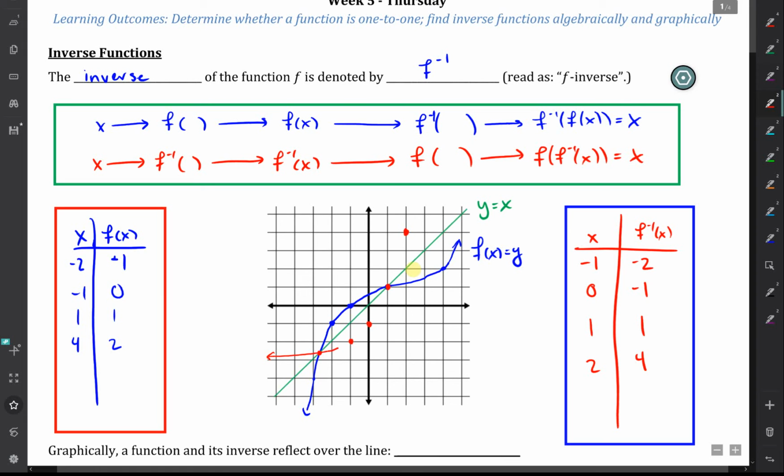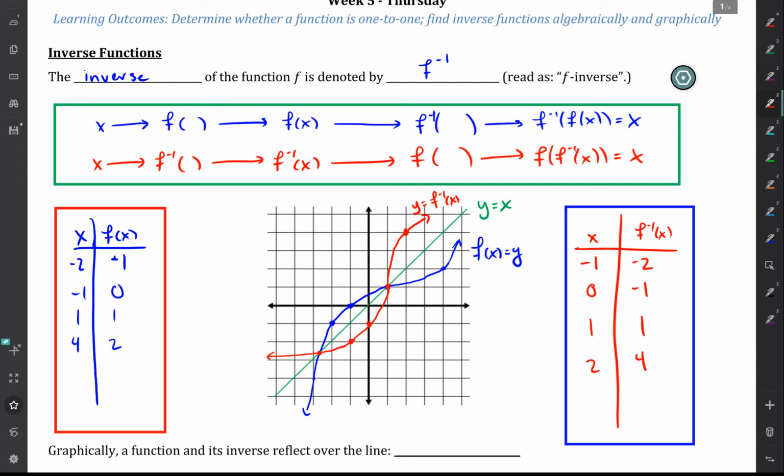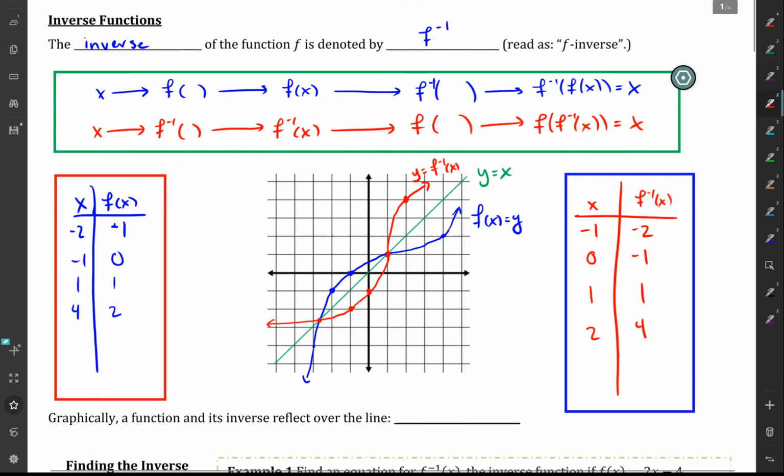And so the point here is that if they're inverses of each other, you're going to be mirror images across the line y equals x, and that's because the inverse function is just flipping the x and y values of the original function in a sense. So the answer to the last question is that graphically a function and its inverse reflect over the line y equals x.